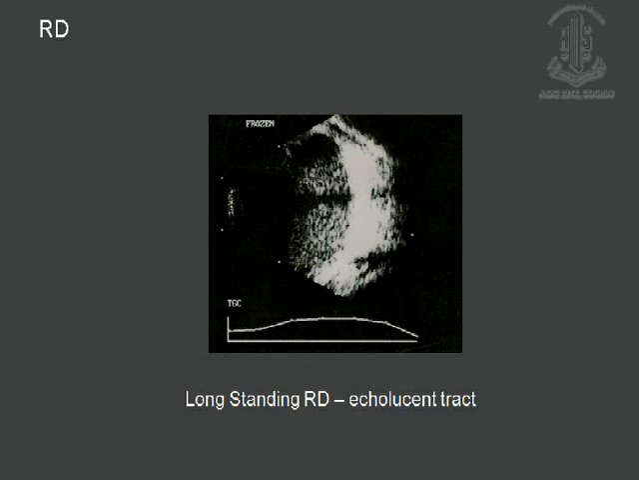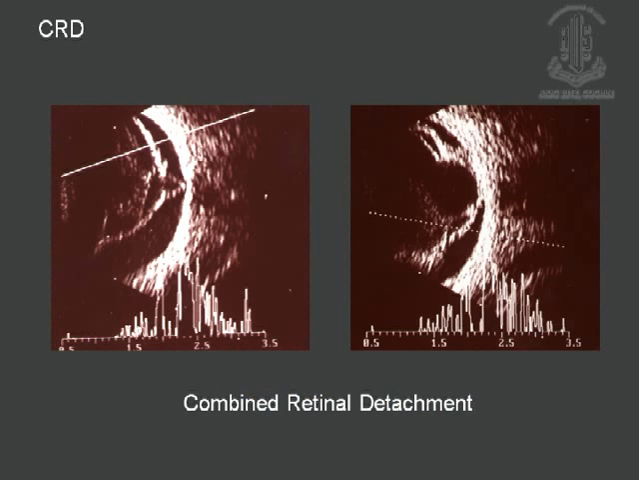Very long-standing detachments have some unusual presentations. In some cases, the detachment can present as an echolucent band right in the center, which attaches to the disc and goes anteriorly towards the lens. This is said to be so because of atrophic changes and because of the contrast with the dense subretinal echoes which develop in long-standing detachments. A combined retinal detachment is a combination of a tractional detachment along with a bullous area.